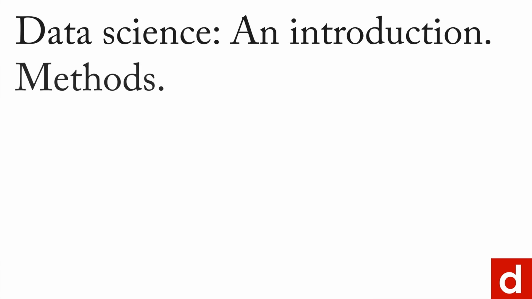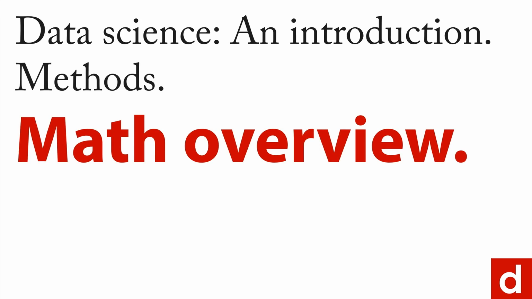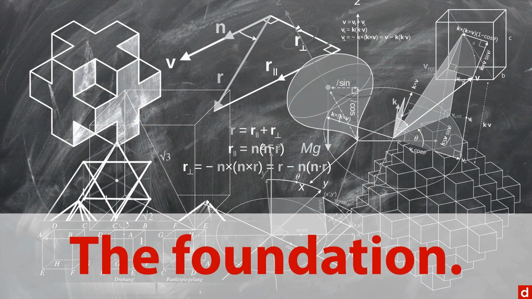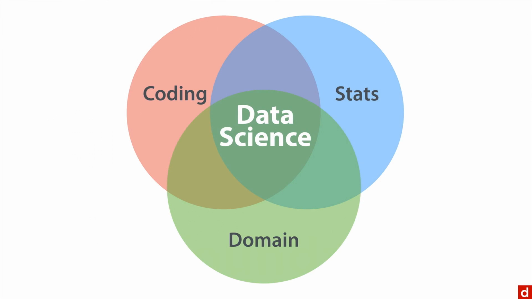The next step in our discussion of data science methods is mathematics, and I'm going to give a very brief overview of the math involved in data science. Now, the important thing to remember is that math really forms the foundation of what we're going to do. If you go back to the data science Venn diagram, we've got stats up here in the right corner, but really it's math and stats, or quantitative ability in general. But we'll focus on the math part right here.